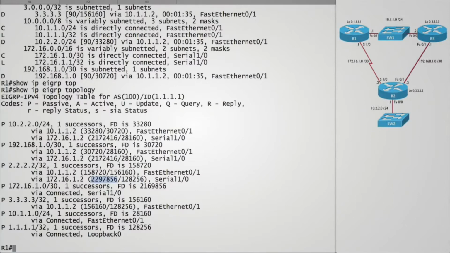This is one of 3 tables that EIGRP maintains. Another table is the interface table. It's going to show us what interfaces are participating in the EIGRP routing process.